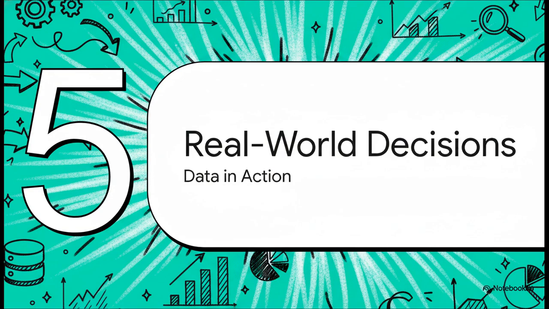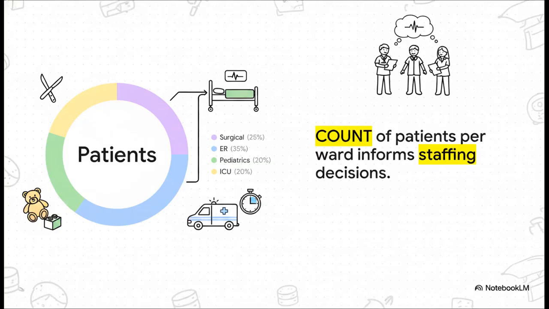This is where the magic actually happens. Because a good SQL query doesn't just put numbers on a screen, it drives real actions. Take a hospital, for example. If you run a count of patients and group them by ward, like surgical, ER, pediatrics, ICU, management isn't just looking at random statistics. They are looking at exactly where they need to increase staff for the night shift. That one query directly guides human resource allocation.